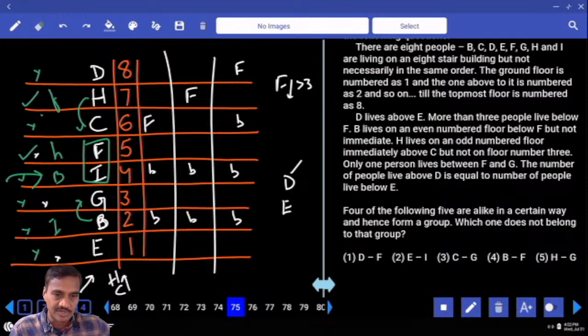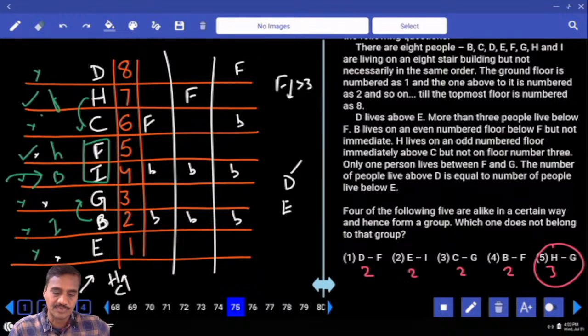D and F. Now in between D and F, how many people are there? 2 people. Now between E and I, there are exactly 2 people. Now C and G, there are exactly 2 people. Now B and F, there are 2 people. And H and G, there are 3 people. Then except choice 5, in the remaining, there are exactly 2 people.